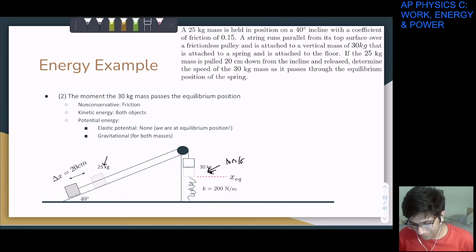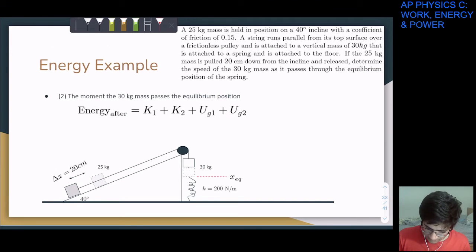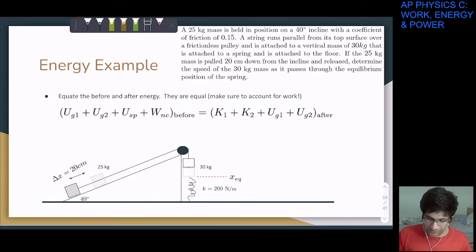So just to remember. Do we have any elastic potential this time? We actually don't, because we're being asked as it passes through the equilibrium position. So our 1/2 kx squared would be 0 because our x is 0. We don't have any displacement from equilibrium. Gravity, we always have gravity. Okay, so our energy afterwards, remember, we don't include our W and C. We don't include that in this side of the equation. It's just kinetic energy 1, kinetic energy 2, plus gravity 1, plus gravity 2. And now we're ready to equate the two.